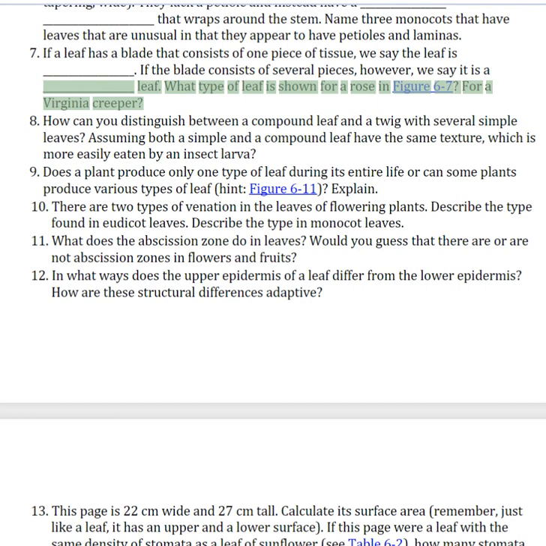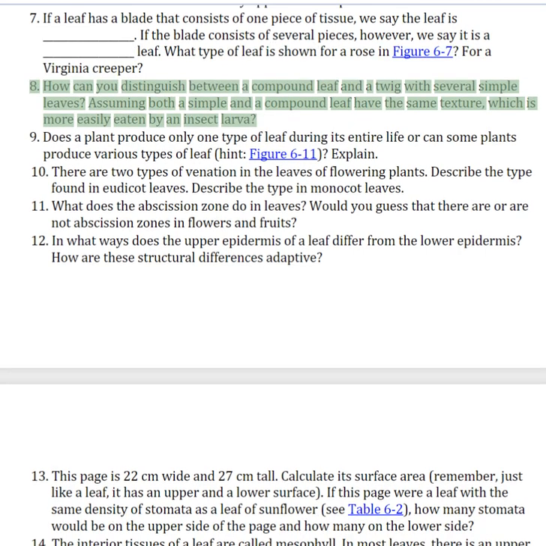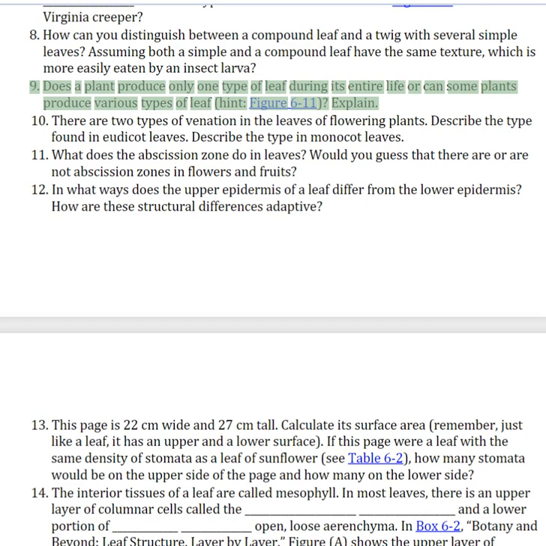For a Virginia creeper? 8. How can you distinguish between a compound leaf and a twig with several simple leaves? Assuming both a simple and a compound leaf have the same texture, which is more easily eaten by an insect larva? 9. Does a plant produce only one type of leaf during its entire life, or can some plants produce various types of leaf? Explain.